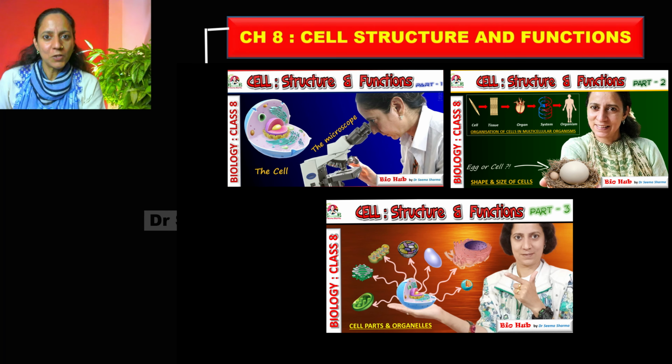Another special feature of animal cell is one special cell organelle, centrosome. Centrosomes are located near the nucleus. They regulate the cell division and these are found only in case of animals. So this is a special feature of animal cell. So this was about the special features of plant cell and animal cell.